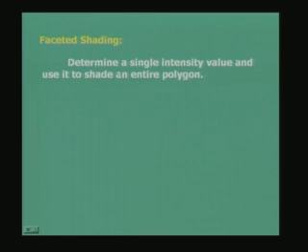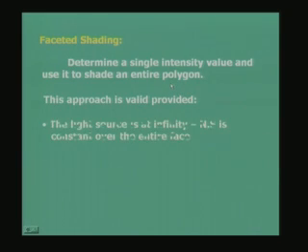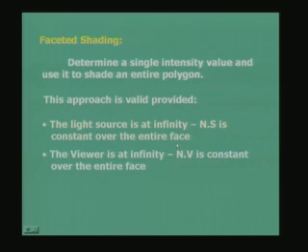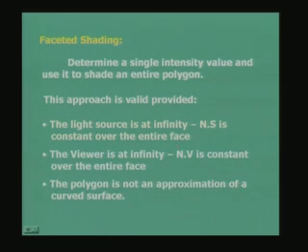So, faceted shading is to determine a single intensity value and use it to shade an entire polygon. That is what you do for faceted shading. The approach is valid provided that the light source is at infinity. That means the dot product n dot s, which is cosine of theta, is constant over the entire face. The viewer is also at infinity, so n dot v is constant over the entire face. It may vary in some cases, but typically it is assumed constant, and the polygon is not approximating a curved surface. If it is very curved, the polygon is a very bad approximation.